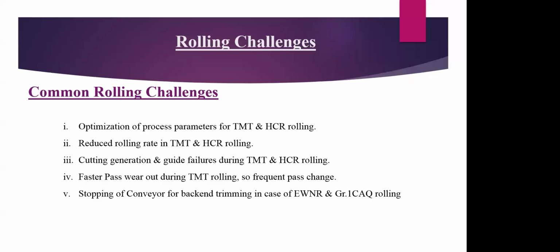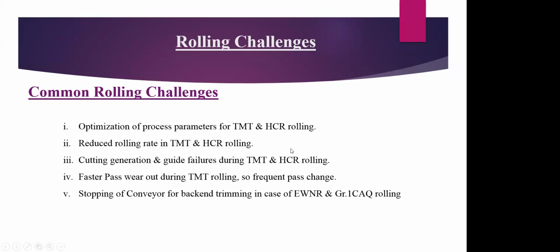we roll the billet in such a way and at such a rolling rate that the cooling properties are well embedded, and along the total coil length, we get even properties. That is, it is equivalent everywhere, wherever we check. So the rate of rolling is slightly reduced. Then there is generation of cuttings in our guides and very heavy guide failures during TMT and HCR rolling.